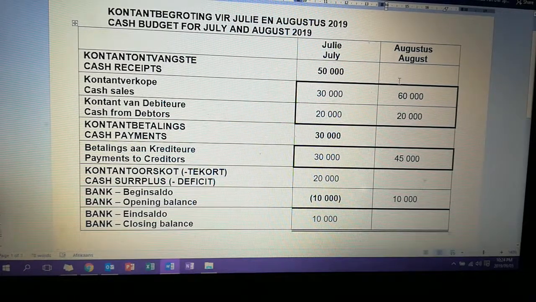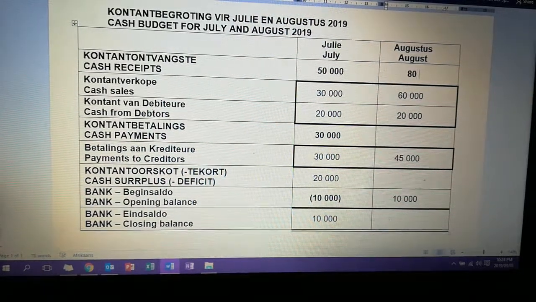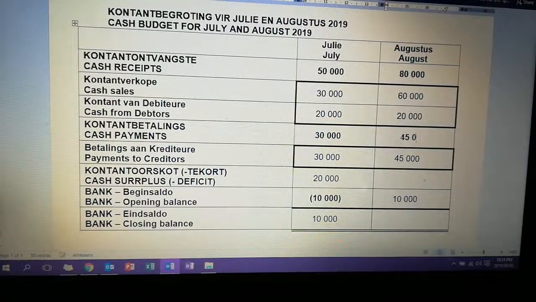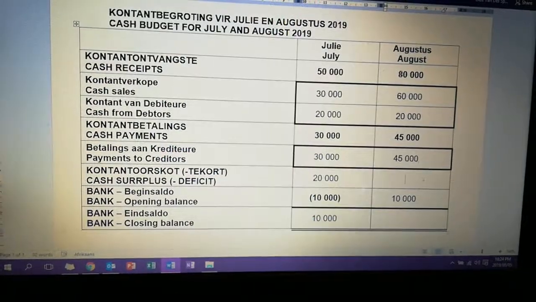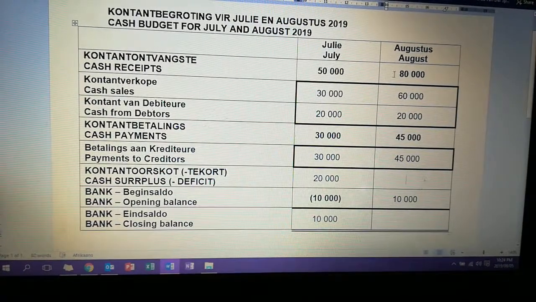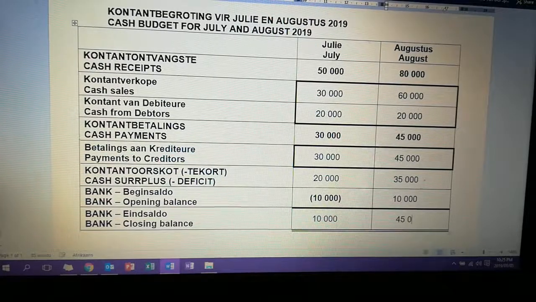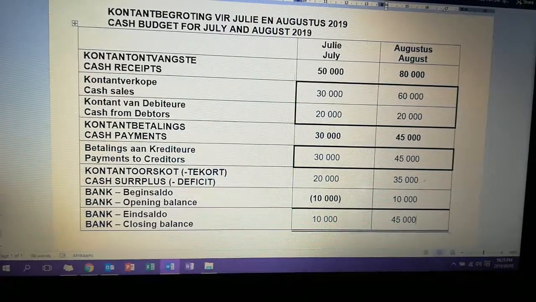So 60,000 plus 20,000, that will give me a total of 80,000 rand that I have received. And this is 45,000 rand payments I've made. So again, I'm going to say 80,000 minus 45,000 rand, and that is 35,000 rand surplus. And then I'm going to say, all right, I had 10,000 rand at the beginning of the month, so obviously I now have a bank total amount of 45,000 rand.